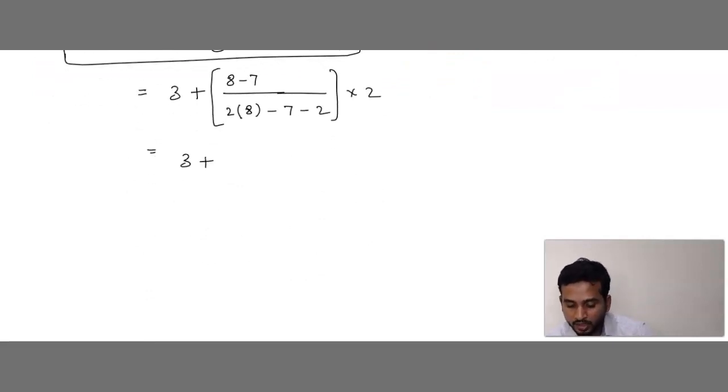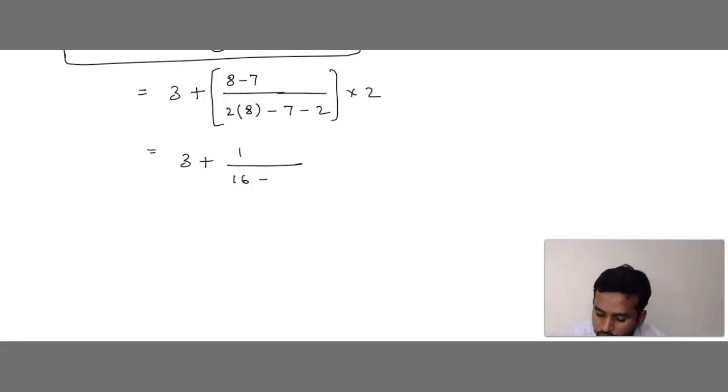So 3 plus 8 minus 7 is 1, by 2 into 8 is 16, minus 7 minus 2, minus 7 and minus 2. Minus 7 minus 2 is minus 9, into 2. Done. Now 3 plus 2 ones are 2, by 16 minus 9. It's nothing but 7.